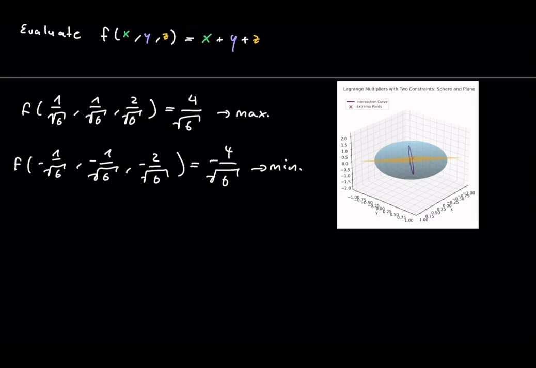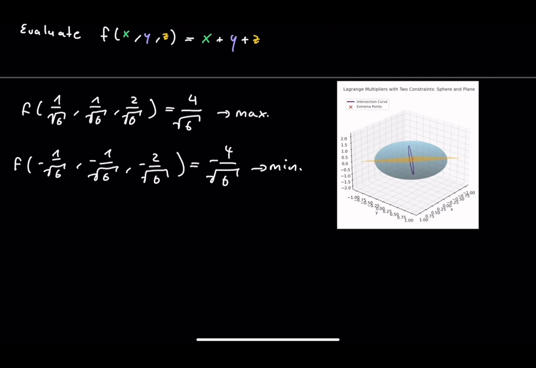And we can go even further. For a function f of x1, x2, all the way to xn, with m constraints g1, g2, up to gm, we write nabla f equals lambda 1 nabla g1 plus lambda 2 nabla g2 and so on, up to lambda m nabla gm, and each constraint g1 equals 0, g2 equals 0, and so on. Each new constraint adds a new multiplier, one more equation, but the idea never changes. Parallel gradients mean tangency, and tangency means optimality under restriction.